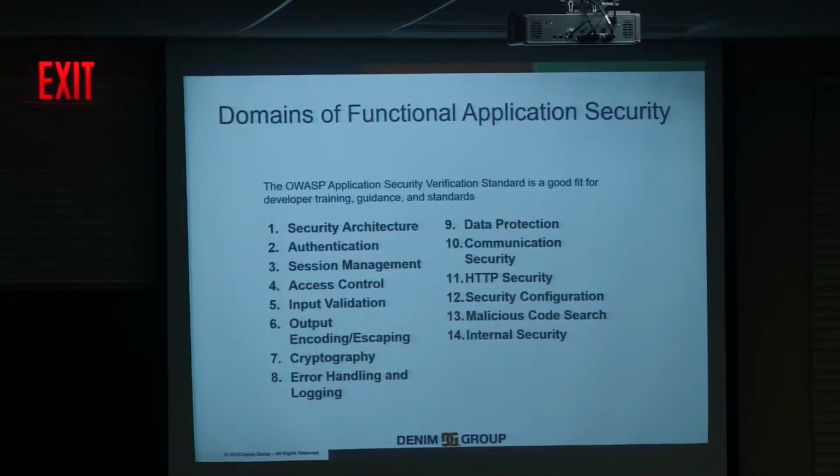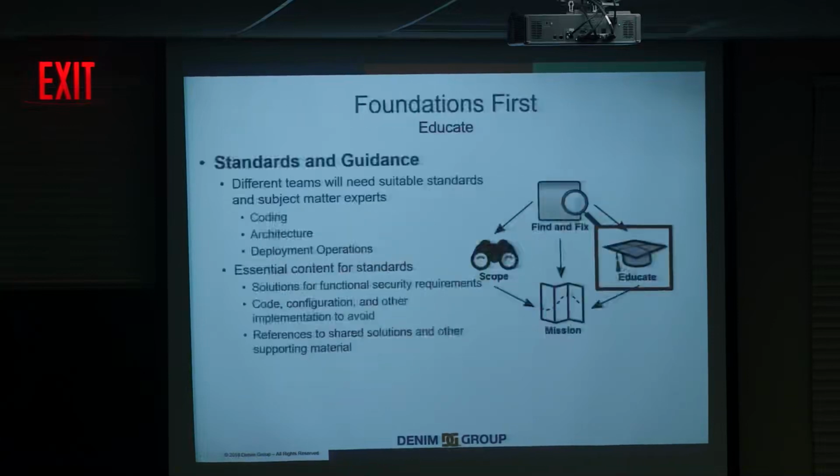What do you do for authentication? That's a functional security requirement. What do you do for output encoding, escaping, validation? Those are all functional security requirements. So your standard should have solutions for those things. Code, configuration, and other implementation to avoid, right? Because that's actionable. A blacklist is not always the best thing, but you do want a blacklist of some sort.